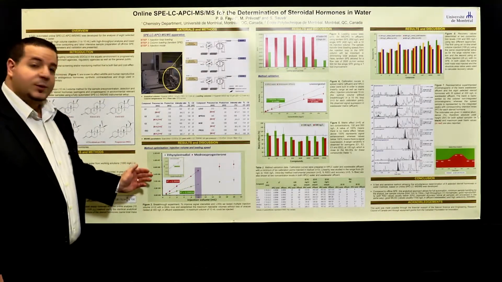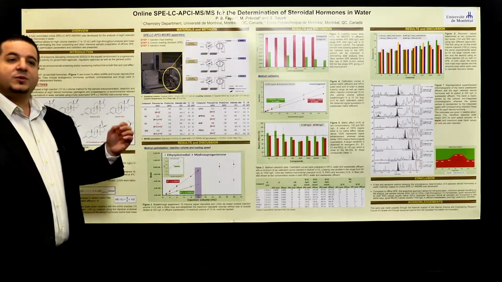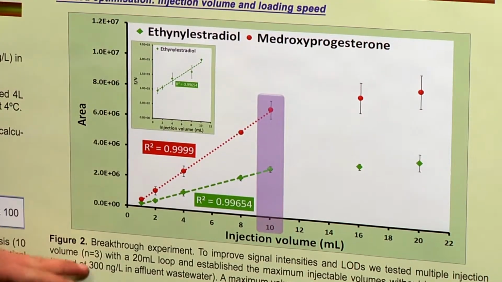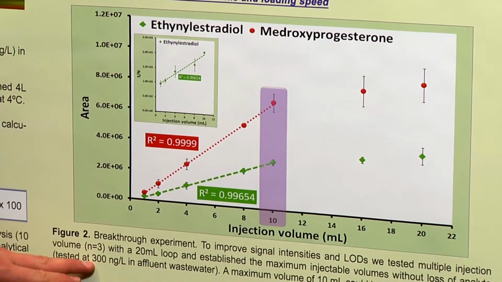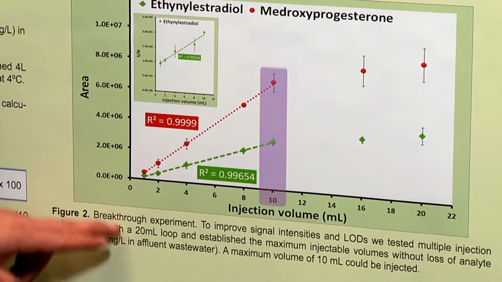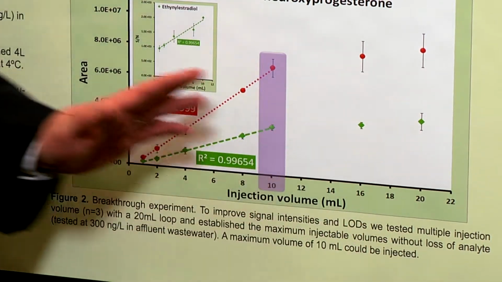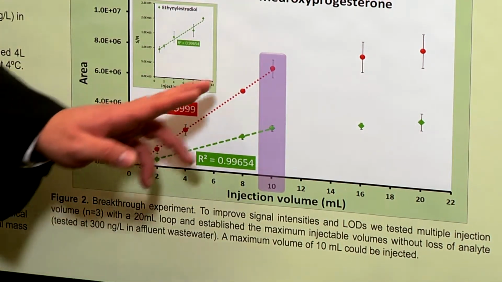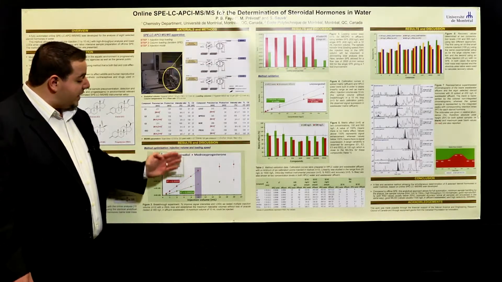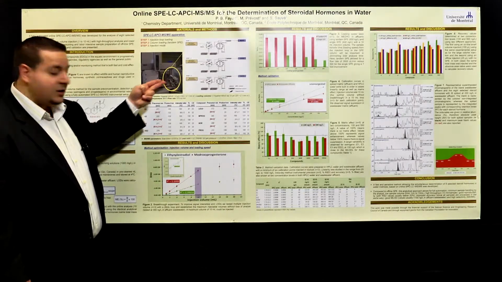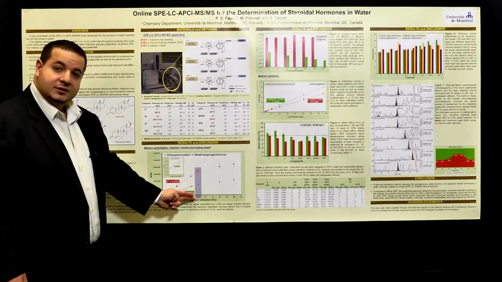online. The first thing we looked at is the loading volume, because this will be important in getting lower limits of detection. So what we did here is we injected a fixed concentration, 300 nanograms per liter, and it went from 1 ml to 20 ml injection. And once we saw that the curve was not linear anymore, we had breakthrough. So in our case here, and this has only been allowed because of using the tandem SPE method, we're able to inject 10 ml.